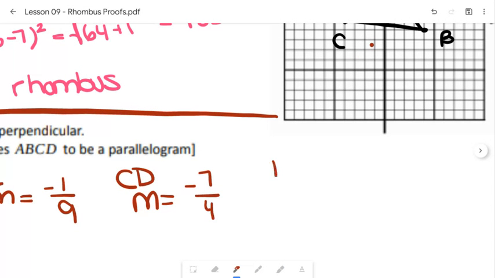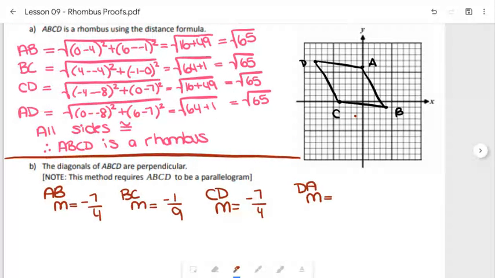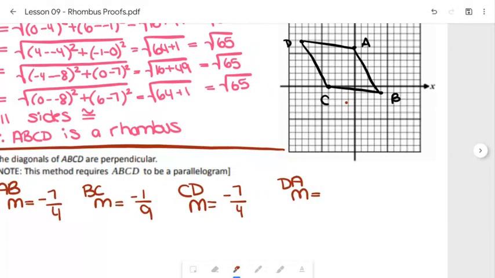So notice I saw something was not right. I was not getting the right counting, so I was able to fix that because I'm looking at it to be a parallelogram. I'm trying to prove it is a rhombus, so it'd have to be a parallelogram to start. And then down 1 over 9 again.